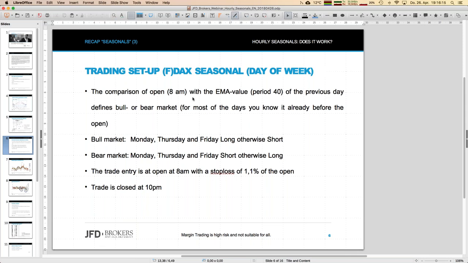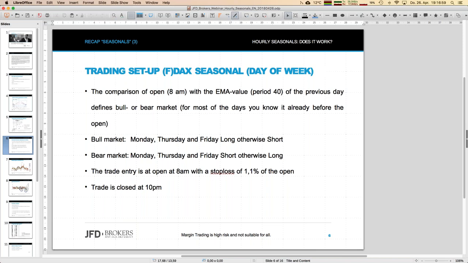And if the answer is we are above that EMA, we simply call that market situation a bull market. That's maybe a weak definition of bull or bear market, but it works. And I don't care really about it. It's more to separate the one from the other. And that separation is done by looking, is the open above or below that EMA? And in case we are above, then on 3 days, Monday, Thursday, and Friday, we go for long. And on the other 2 days, we go for a short trade. And in a bear market, it's exactly the other way around.